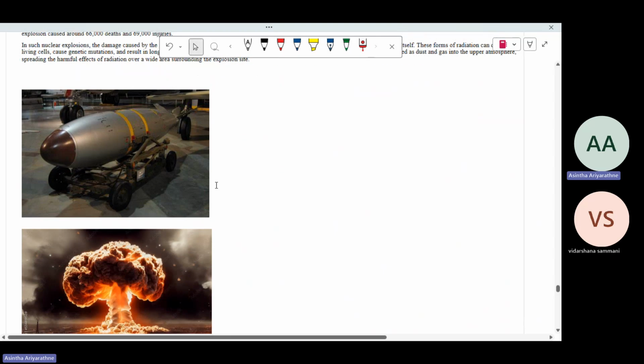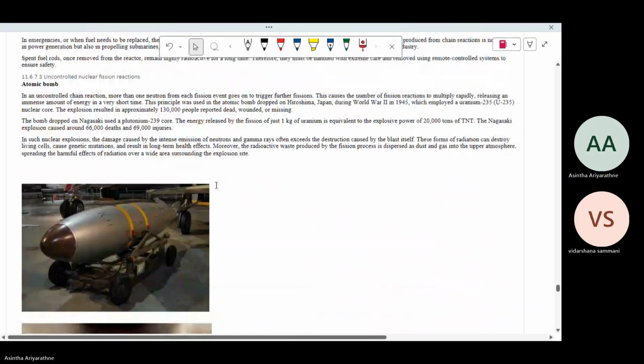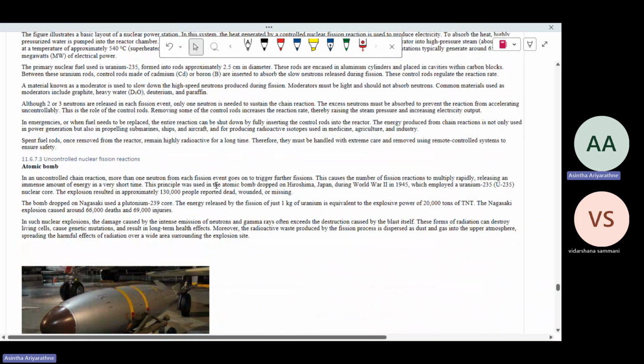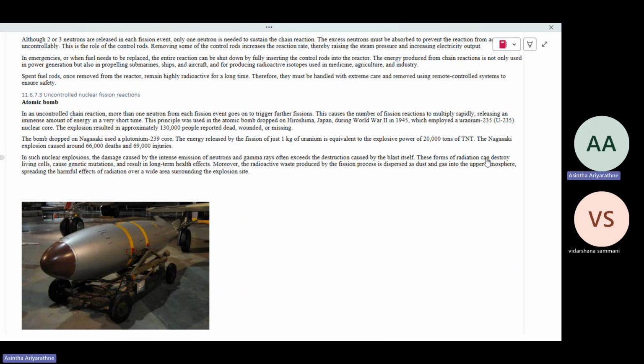That is very disastrous, atomic bombs. One example is the atomic bomb dropped on Hiroshima in World War II in 1945, which approximately killed 130,000 people.